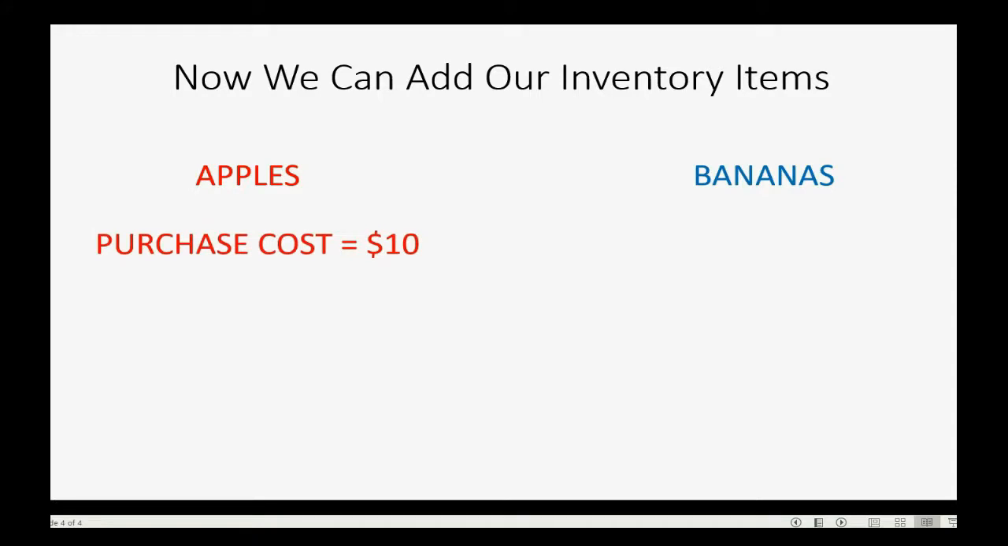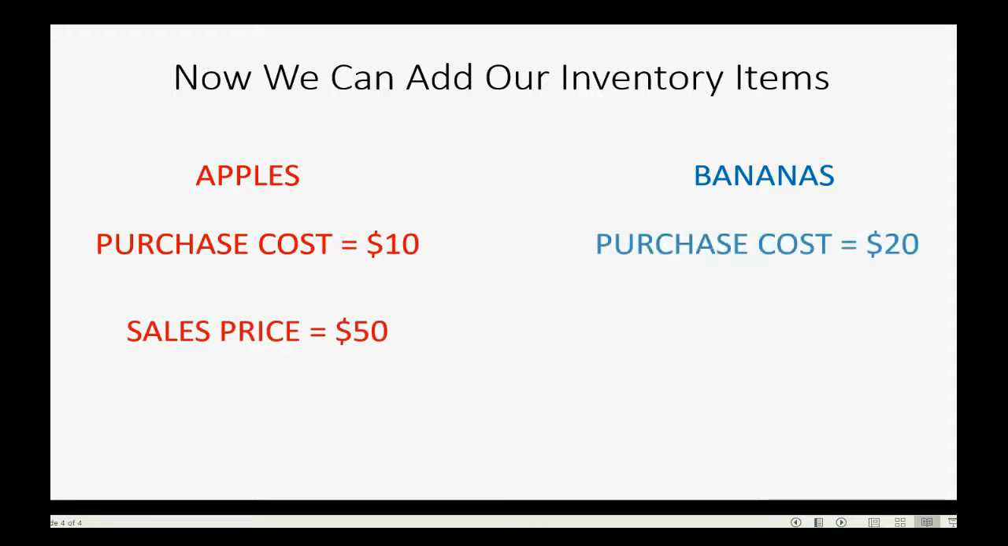Now we can add our inventory items, and we make it very simple and clear for this course. We buy and sell apples, and we buy and sell bananas. We buy the apples at $10 a crate, and we sell the apples at $50 a crate. We buy the bananas at $20 a crate and sell the bananas at $100 a crate.